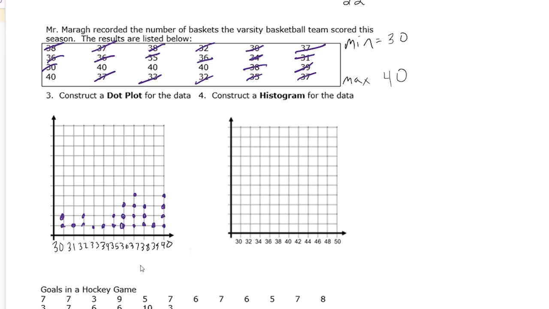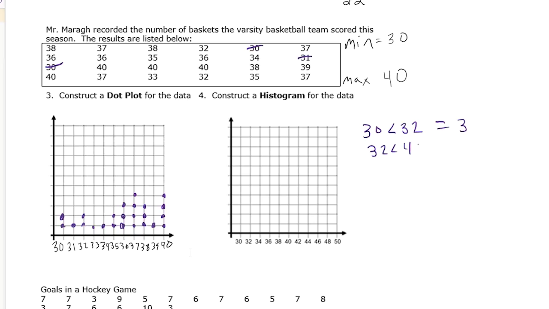All right. So now we're going to do the same thing, but for our histogram. It looks like these are going by 2s again. We're going to start at our lower, which is 30, and 32, less than 32. So 30, that's 1, 2, 3 between 30 and 32. Between 32, but less than 34. Less than 34.